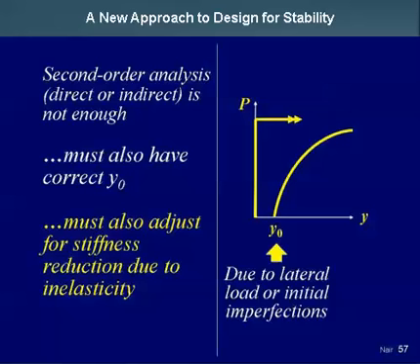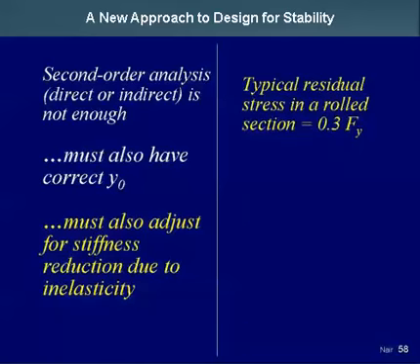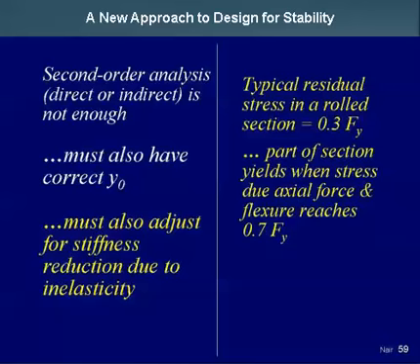And a new concept now. To get the correct response, you must also adjust for stiffness reductions due to inelasticity. What does that mean? Well, in a typical rolled member, any kind of rolled member, you're going to have a residual stress within that member due to the manufacturing process of the order of 3/10 of yield. When there's no external load in the member, you have tension and compression, all of it balancing out within the section, of a magnitude of about 3/10 of yield. What that means is that part of the section will start yielding when the stress due to applied force and moment reaches 7/10 of yield.